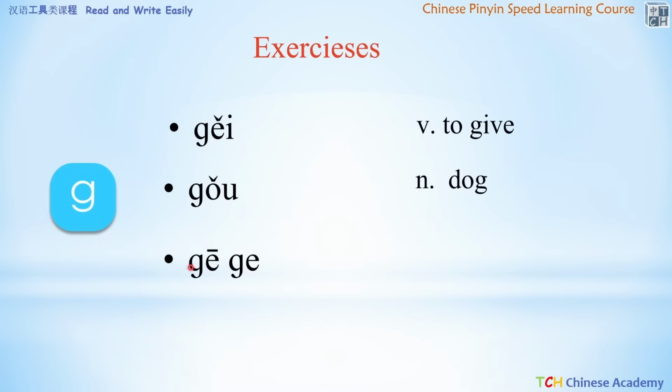And this one is ge, ge. G, and this letter E is a final. The second syllable has no tone, which is the repetition of the same word. So gege. Gege means older brother.